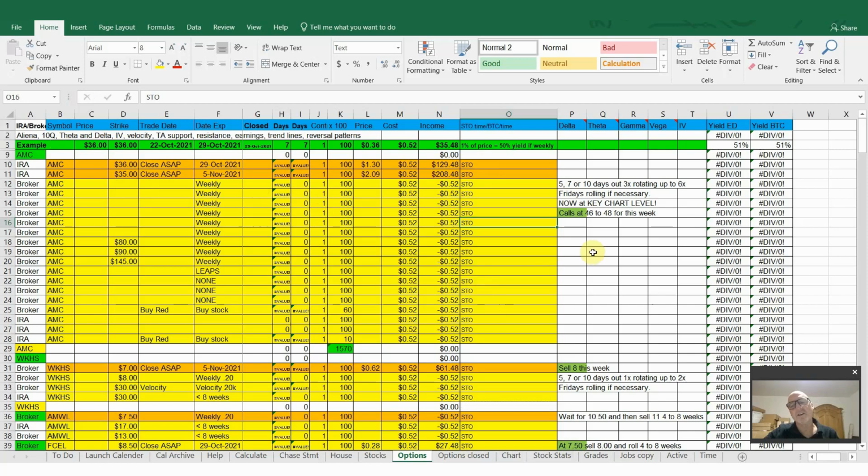This is what I use to trade with, and this is kind of how I build a strategy and all that. I don't have time to go through this whole thing, but I want you to see a simple method of finding out what the yield is, because the first thing you need to do is know how much money you're going to make.